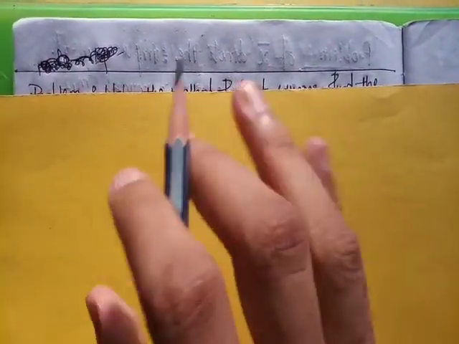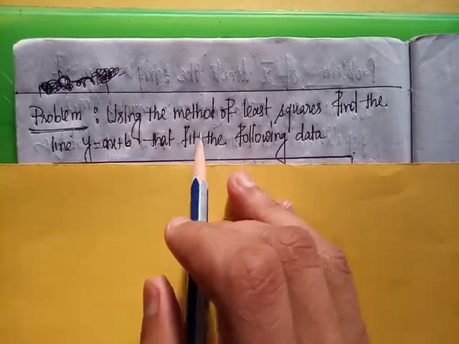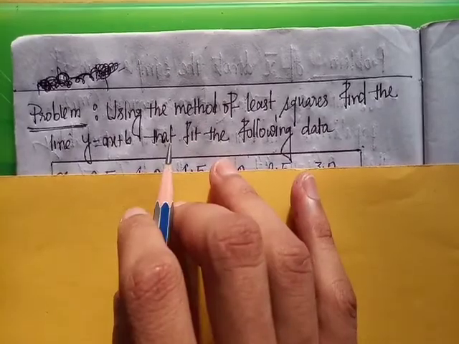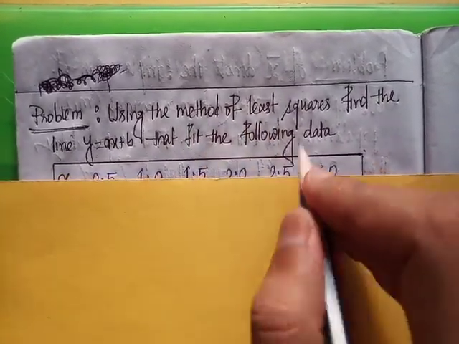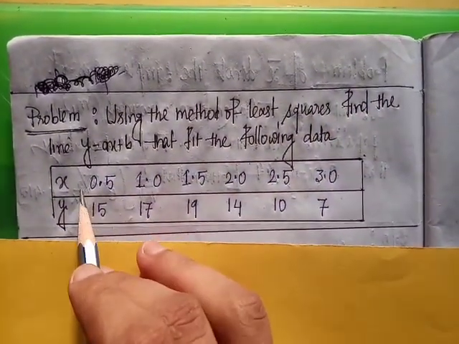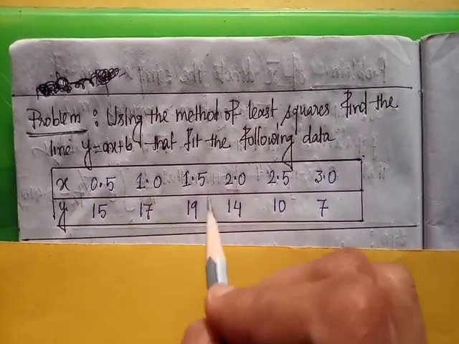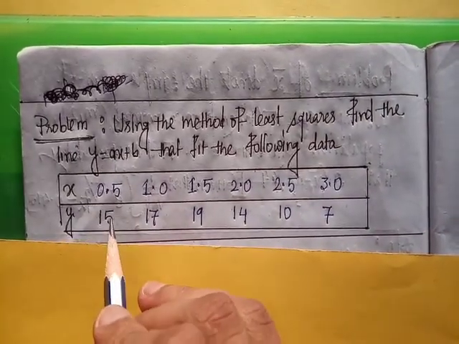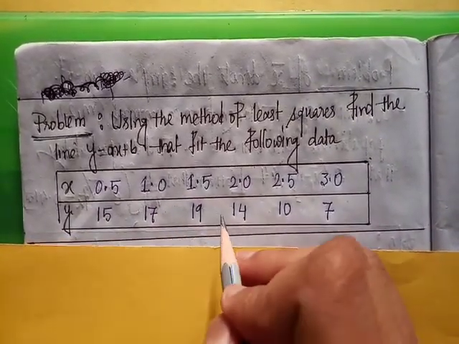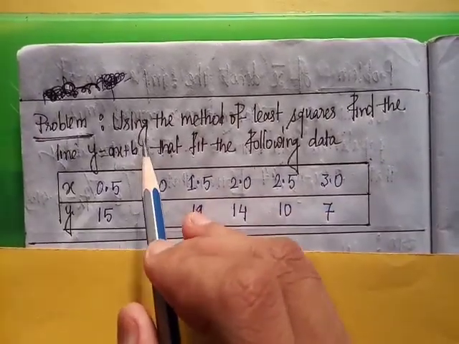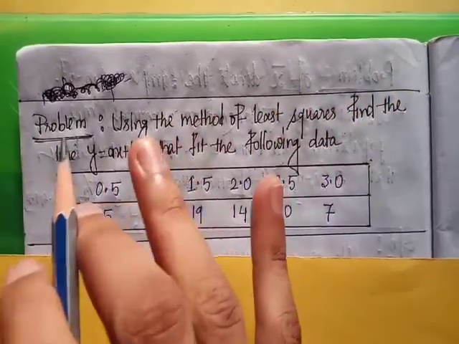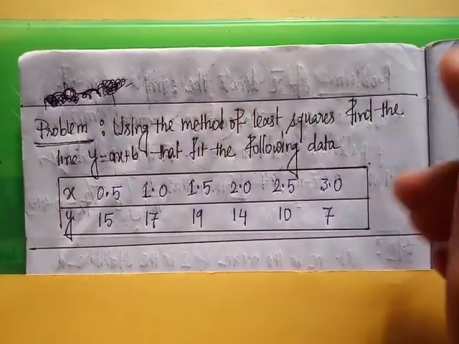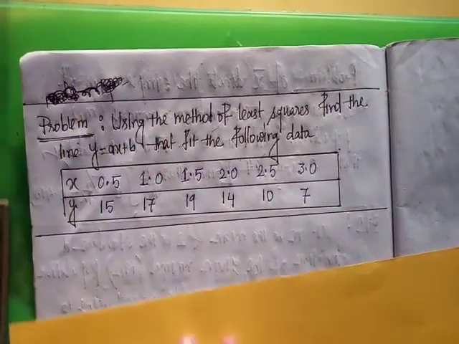Now we will solve a problem using the method of least squares. Find the line y equal to ax plus b that fits the following data: x equal to 0.5, 1.0, 1.5, 2.0, 2.5, 3.0, y equal to 15, 17, 19, 14, 10, 7. So, using the method of least squares, find the line y equal to ax plus b that fits the data. Solution.